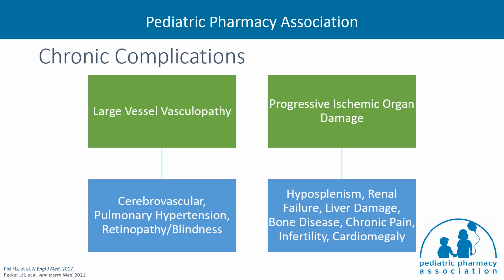When we think about our chronic complications, there's essentially 2 buckets here. You can have that large vessel vasculopathy or progressive ischemic organ damage. Within the large vessel vasculopathy, we can see cerebrovascular incidents, pulmonary hypertension, and retinopathy or blindness. And within the progressive ischemic organ damage, this is where we see some of that hyposplenism, renal failure, liver damage, bone disease, chronic pain, infertility, and cardiomegaly.